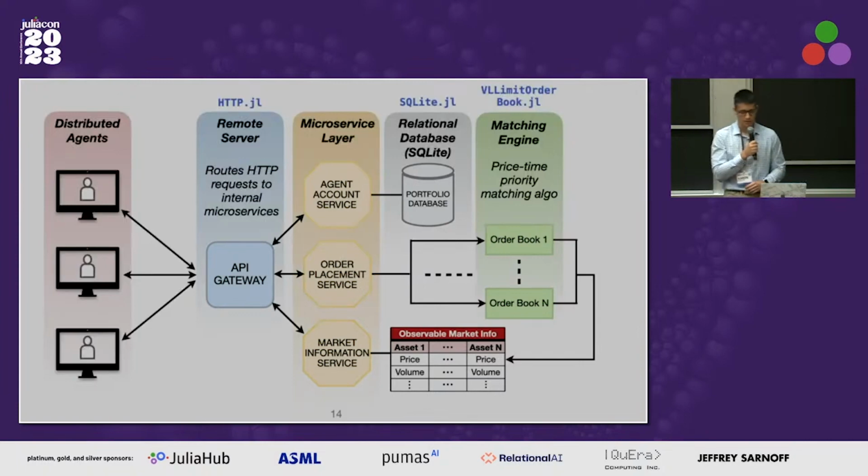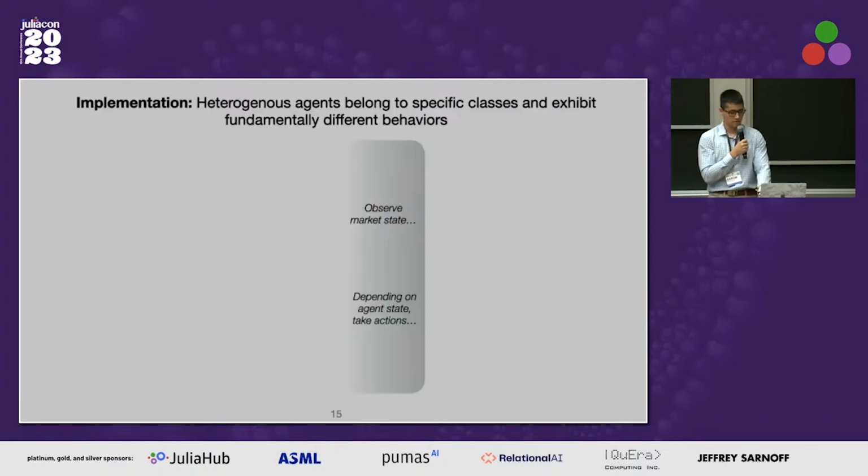Within Brokerage.jl, how this is implemented right now is we'll spin up a remote server using HTTP.jl. It's going to route these internally to various different microservices. There's this API interface that the agents will then connect to, right? And then these orders will be routed to their respective location. Could be a relational database so that we can have a large number of agents, or they can be processed through these order books. We've implemented in-house a package that essentially reproduces these matching algorithms. It's been validated against empirical data, et cetera. And then they'll also query things like the observable market information.